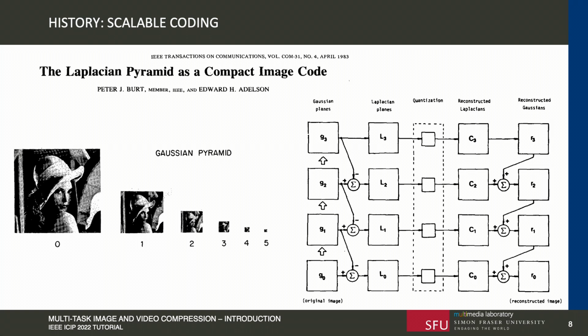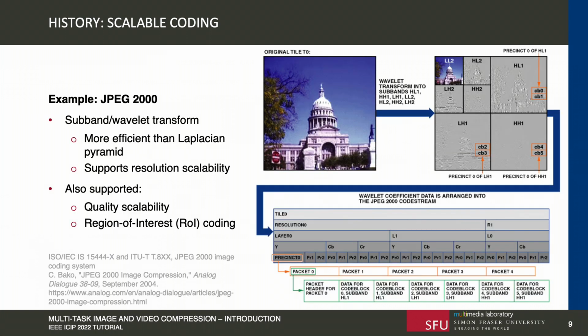This paper has inspired many subsequent works on multi-resolution compression, and in some sense has led to what we subsequently knew as subband and wavelet image and video coding. Fast forward a couple of decades and we have JPEG 2000, an image coding standard supporting various forms of scalability. It is built upon the subband or wavelet transform, which is more efficient than the Laplacian pyramid, and just like the Laplacian pyramid, supports resolution scalability.